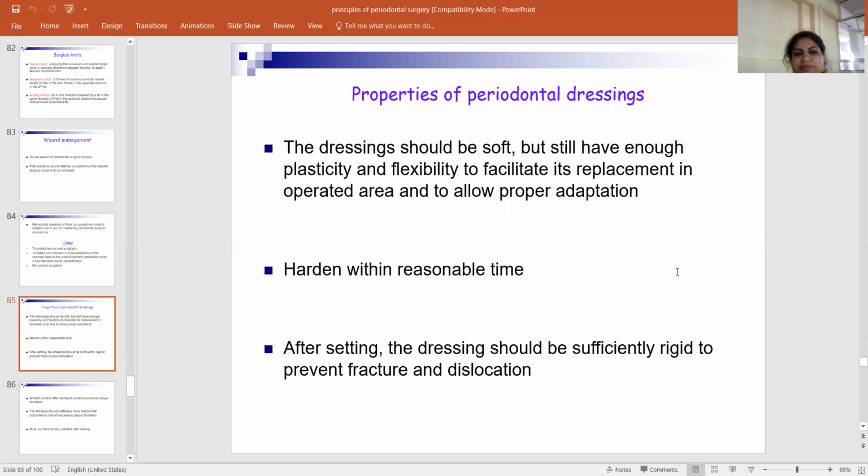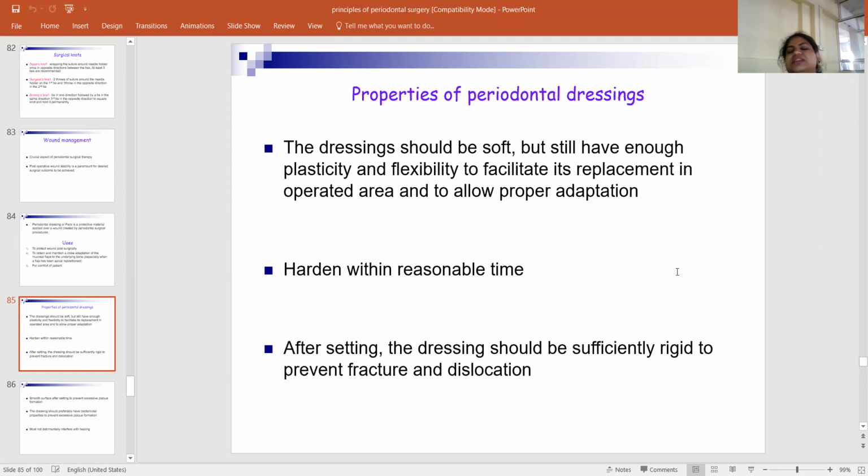What are the properties of the periodontal dressing? The periodontal dressing should be soft, but it should have enough plasticity and flexibility to facilitate its placement in the operated area and to allow a proper adaptation. And it should harden within a reasonable time. After setting, the dressing should be sufficiently rigid to prevent fracture and dislocation. The dressing should be soft but still have enough plasticity and flexibility.